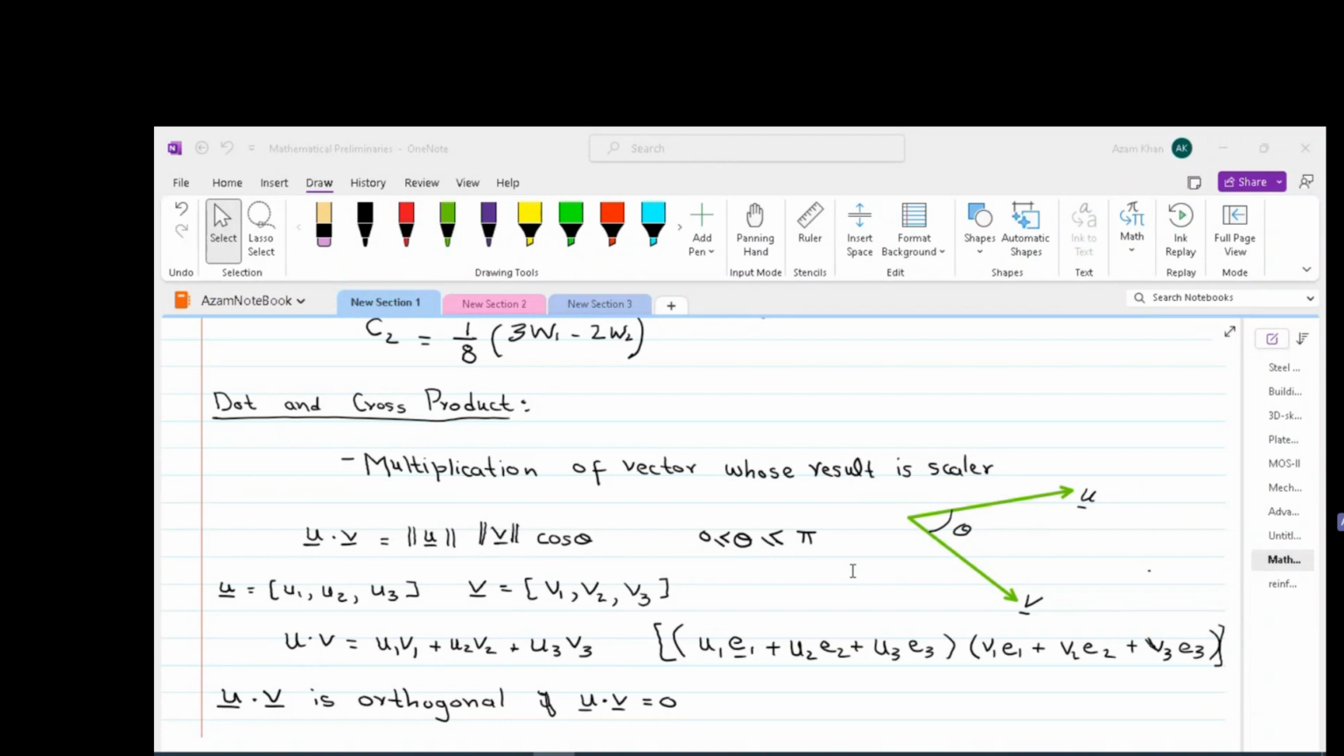Let us discuss vector multiplication. There are two types of vector multiplication. In the first type, two vectors are multiplied and the result is a scalar. That is called a dot product. In the case of dot product, we multiply the magnitudes of two vectors, and the cosine of the angle between them is then multiplied with both the magnitudes.